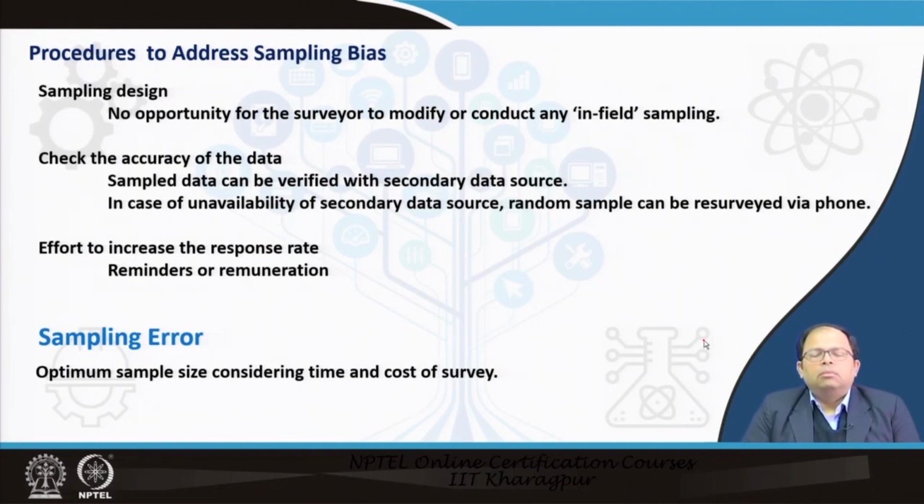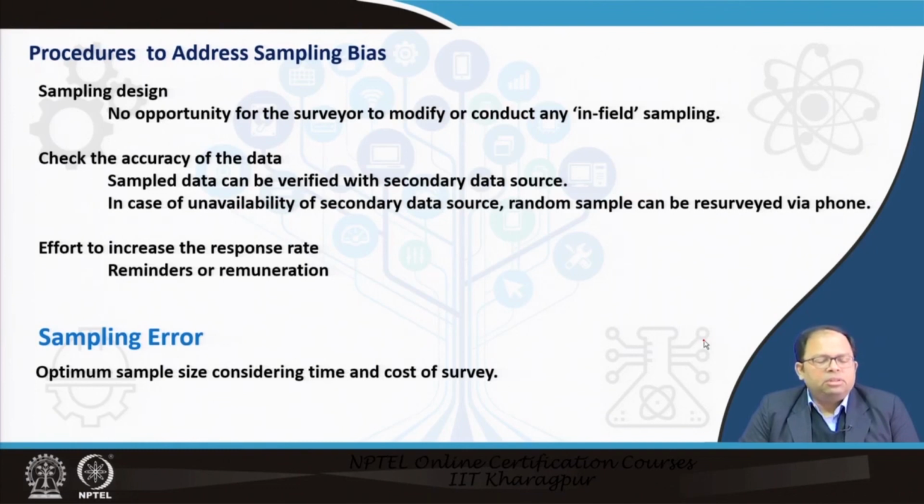So how do we remove sample bias? First of all, through sample design. That means we design it in such a way so that there is no chance for the surveyor to modify it in the field. So that means they have to take in the inputs that they are supposed to. They cannot leave certain things blank, or they cannot fill it as per their own wish, and so on.